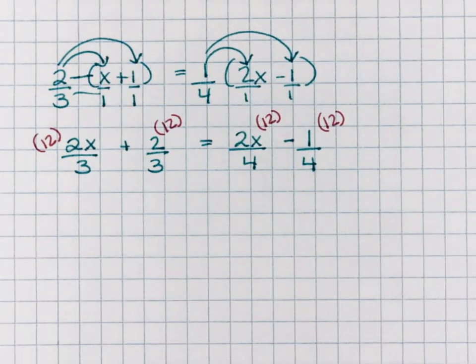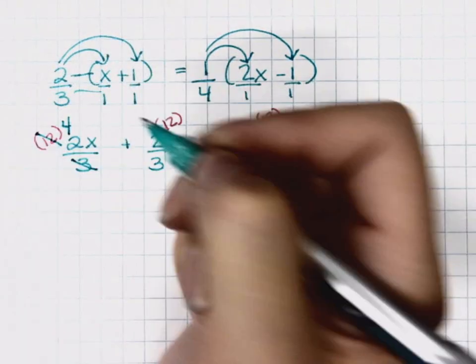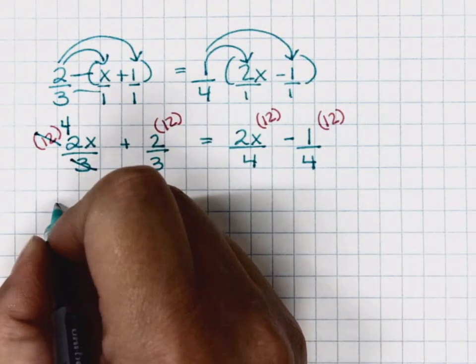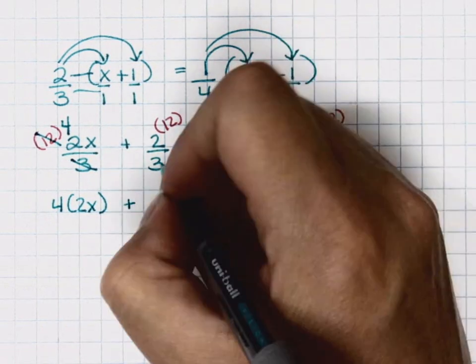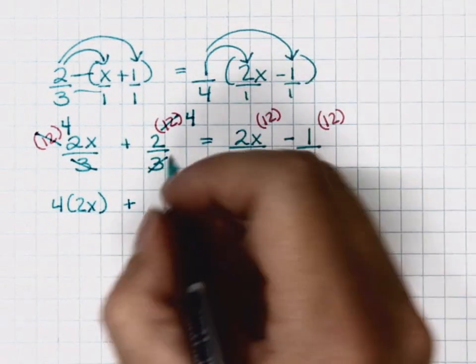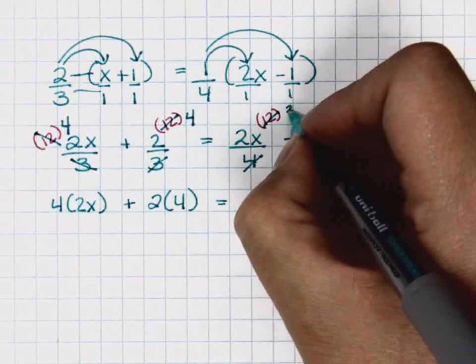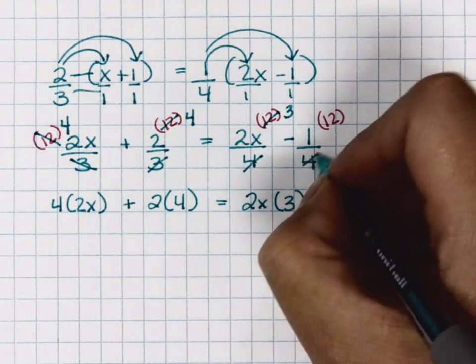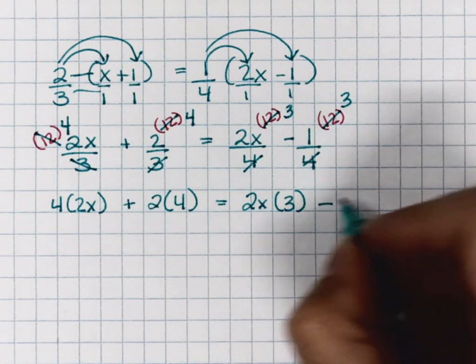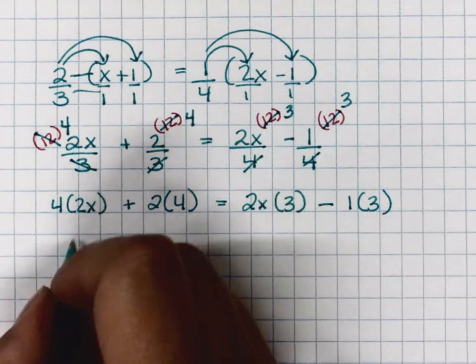So if this makes sense to you and you can do it 100% of the time correctly, do it this way. So 3 divides into 12 4 times. So that's going to be 4 times 2x plus 3 divides into 12 4 times, so we're going to have 2 times 4. 4 divides into 12 3 times, so we're going to have 2x times 3. And 4 goes into 12 3 times, so we have minus 1 times 3.